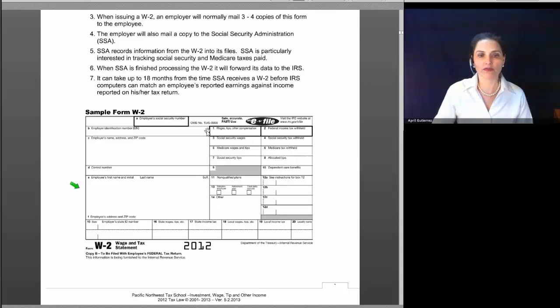Here is the W-2, and we're going to be talking a little bit about the information that gets reported in each of the boxes that you see on here.